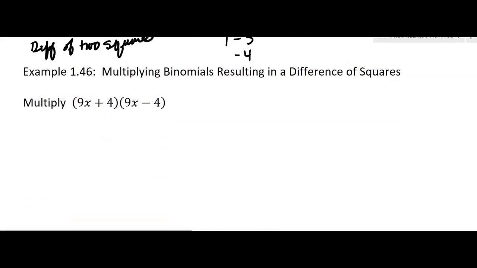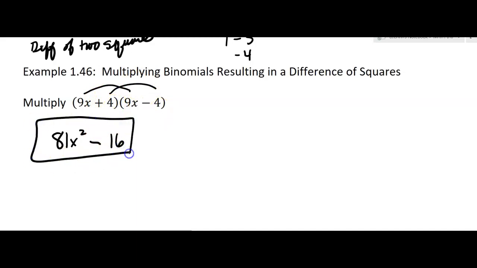Okay, so multiplying binomials resulting in difference of squares. We're going to multiply 9x plus 4 times 9x minus 4. You don't have to do the O and the I. You can just say 9x times 9x is 81x squared. And then 4 times minus 4, it's going to be minus because it's a difference, right? Difference of squares. And then that's going to be 16. Now, you could still do it with FOIL. If you're just not sure or you don't remember, you could still FOIL it out and it'll all work out. But difference of squares is very powerful, and we use it for things.